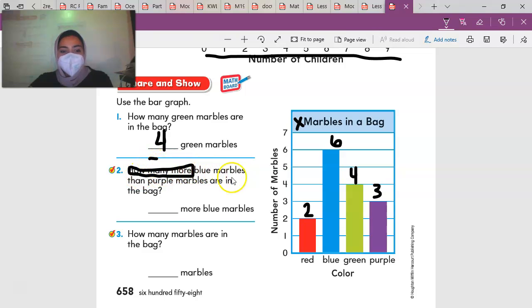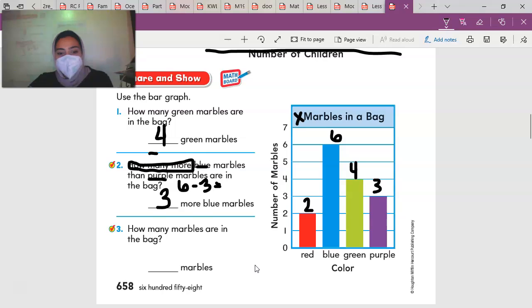How many more blue marbles than purple marbles are in the bag? So we're going to subtract blue by purple. Blue is 6 and purple is 3. And 6 take away 3 is what? Good job. Is 3.